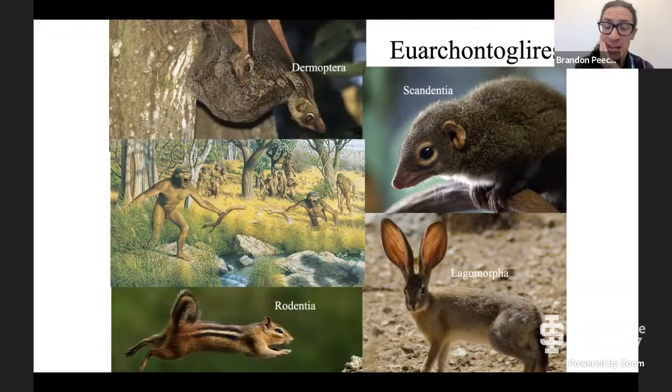So rodents and lagomorphs. Lagomorphs are things like bunnies and pikas. We'll talk about them. And then there are the other 2 odd clades, not very diverse, from South and Southeast Asia. It's the Scandentians, which are tree shrews, and the Dermopterans, which are sometimes called flying lemurs. They do not fly, and they are not lemurs. I'll probably use a different name for them once we get there.